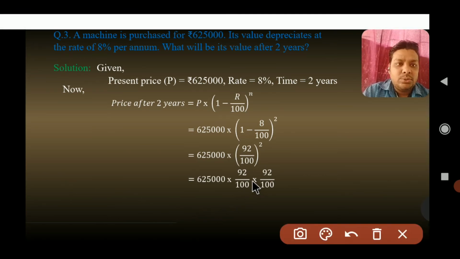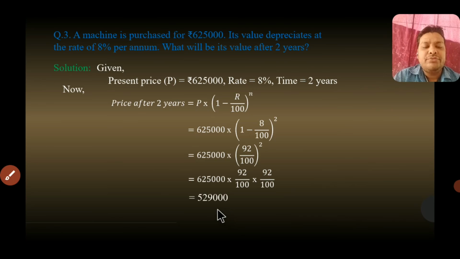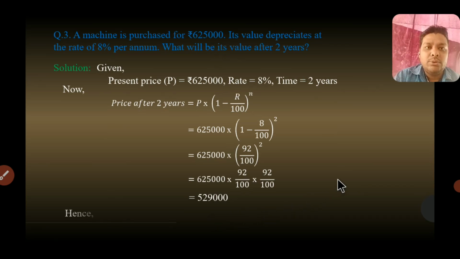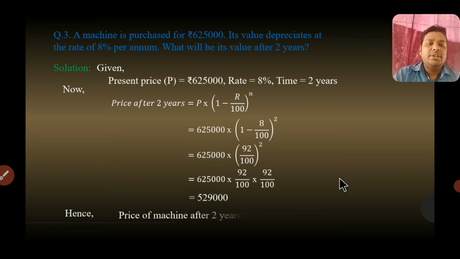Now you can see that 20 will cancel. Done. Okay. Now 10 will also cancel. Done. Now 5 2s are 10 and 5 125s are 625. Okay. This is the value. Now 92 is also divisible by 2, 46 times. Now if you multiply 125 with 46 and 46, then we will get what value? We will get rupees 5,29,000. So after 2 years the person can sell this machine for rupees 5,29,000. Okay, that will be the price of the machine.